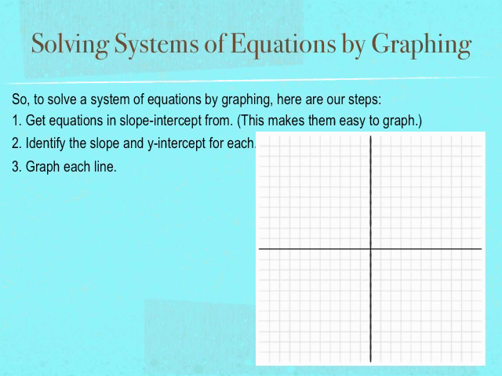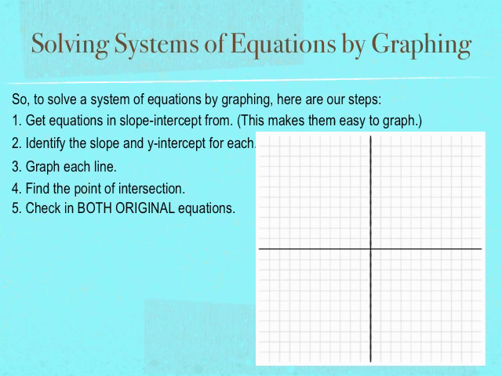Next, we'll graph them, we'll see where they cross, and then we'll check it in both of the original equations, not the slope-intercept forms, but the original equations. You want to check in the original, because if you made a mistake going to your slope-intercept form, then if you're checking it in a mistaken equation, that really doesn't help you. Okay, so let's look at these two.